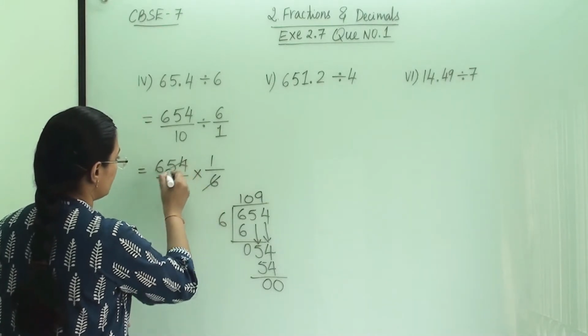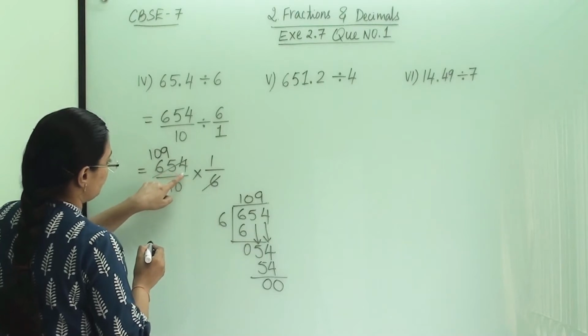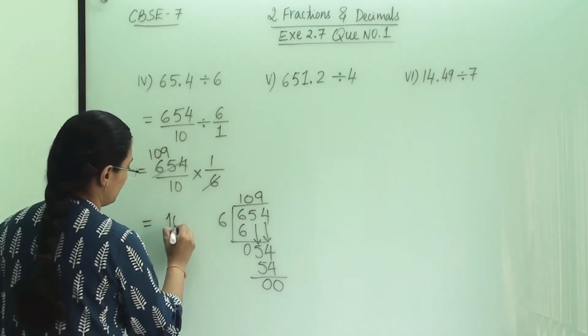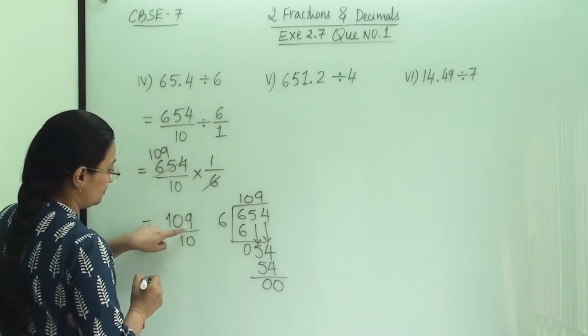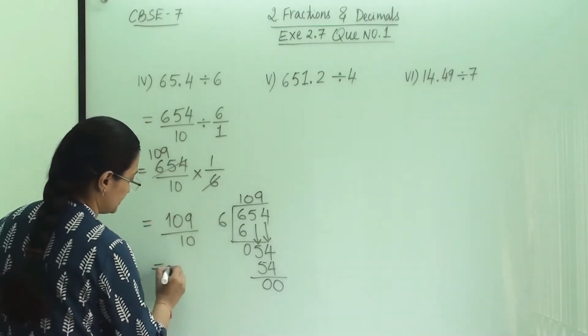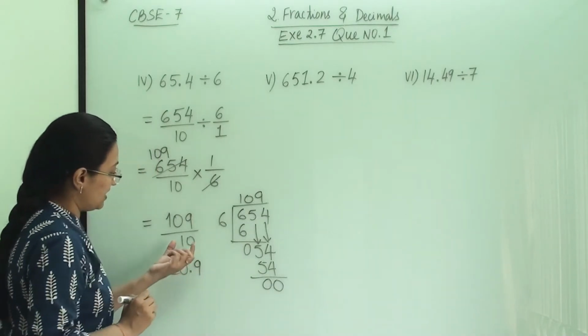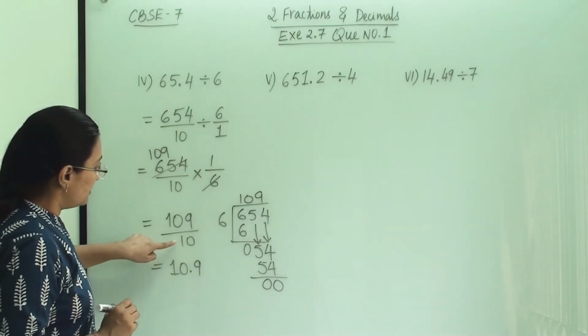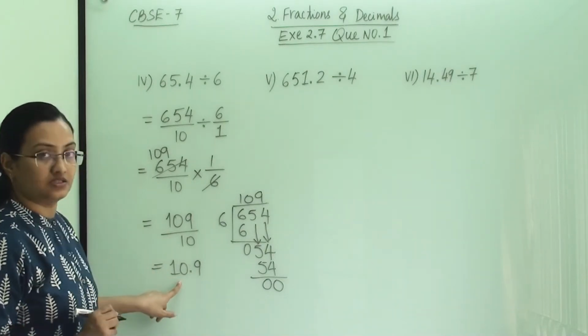So 6 109s are 654. So answer is 109 in division 10 is there. So now let us cut 1 point from the right side. So answer is going to be 10.9. As we are writing this fraction into its decimal point, we got answer that 10.9.